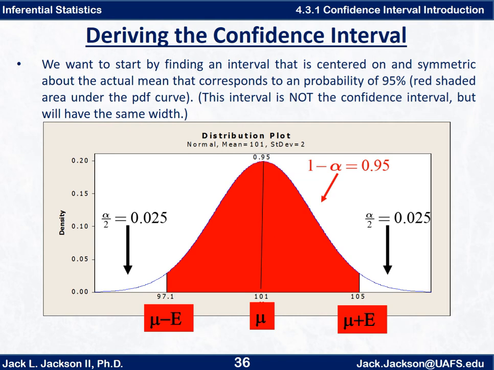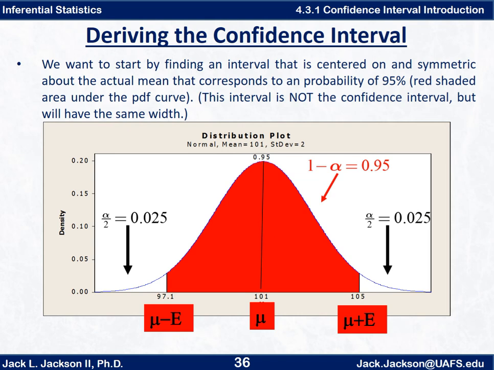So we want to start by finding an interval that's centered on and symmetric about the actual mean that corresponds to a probability of 95%, the red shaded area under the curve. This interval is not the confidence interval, but will end up having the same width as the confidence interval. So basically we've got our little normal curve that, unknown to the researchers, has a mean of 101 and a standard deviation of 2, and we want this red area between mu minus epsilon to mu plus epsilon to have an area under the curve of 0.95.